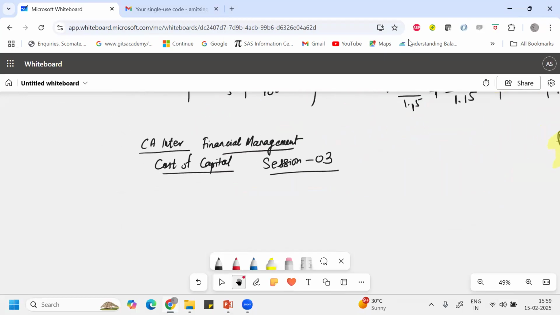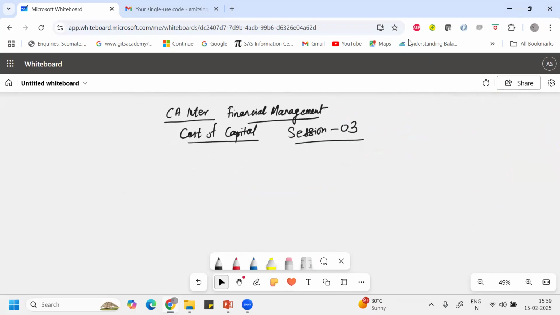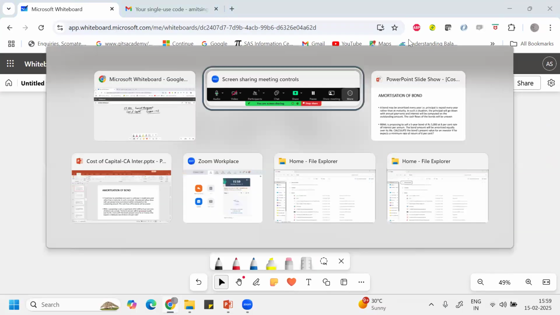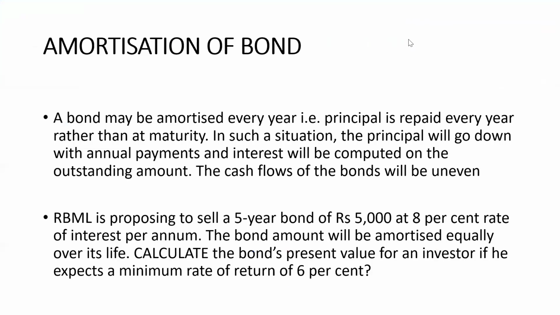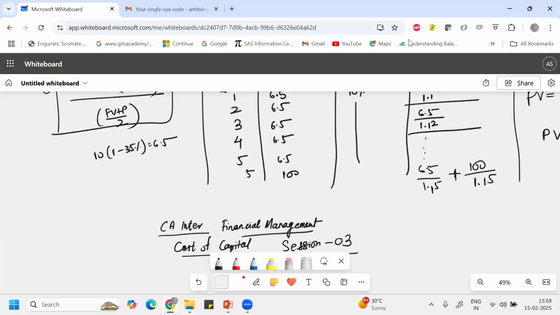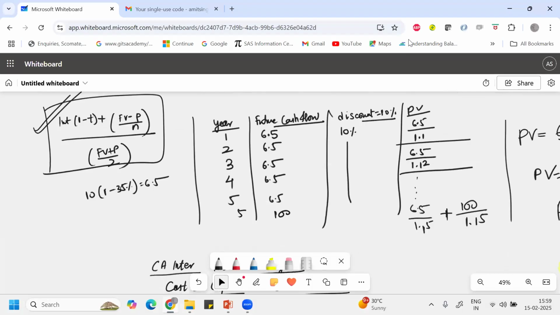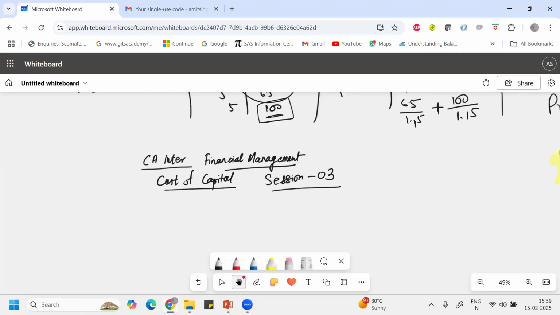Now we have reached the third session. In the third session, we are going to start our class with the amortization of the bond. Talking about bonds, whatever numericals I have discussed are basically non-amortizing, because till maturity you are just paying the interest, and on maturity we are giving them the face value. So these are called non-amortizing debt instruments.